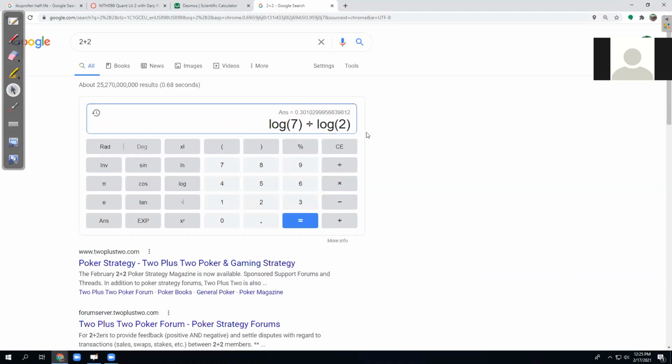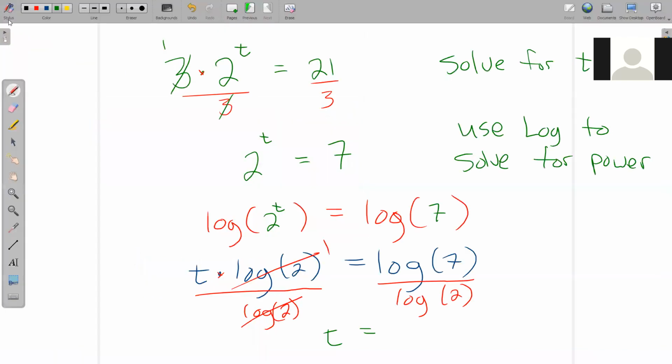So that's what I wrote on my paper. It's just the division symbol looks different. Hit enter. Calculator says it should be about 2.807. I'm going to write that down, and then I'm going to check. So this is about, wavy equals, 2.807. Now we can check it in the original equation in a second.